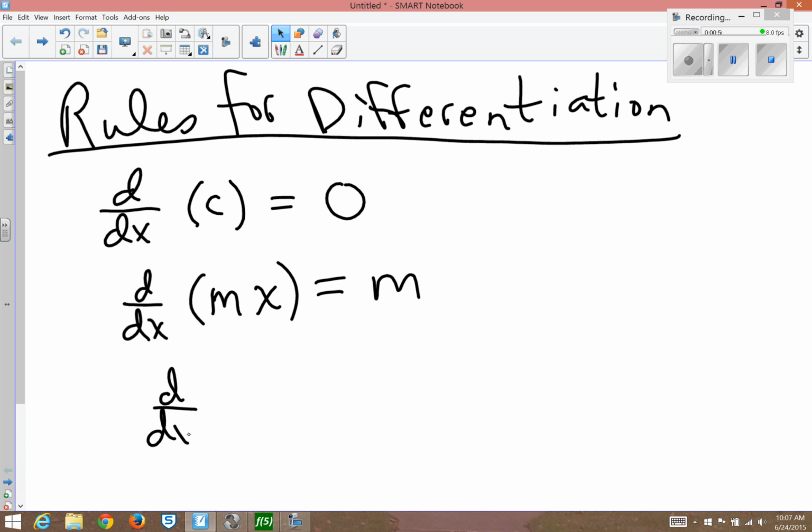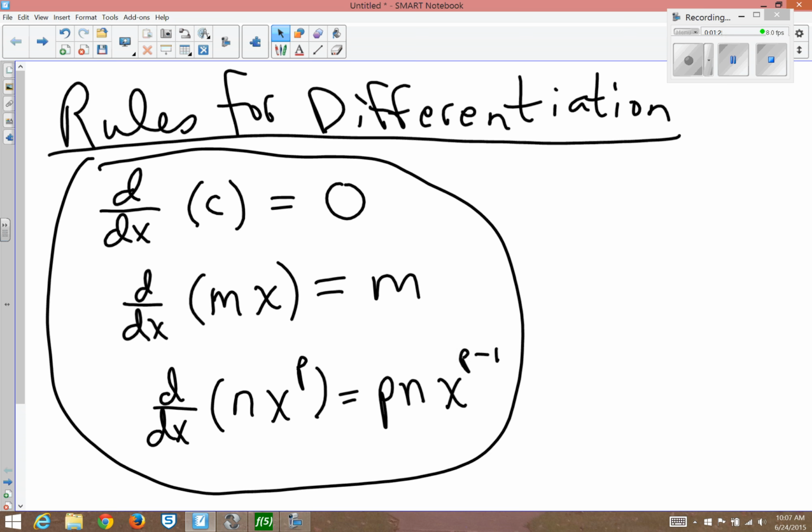Rule 3, the derivative with respect to x of any number times x raised to any number is the number up here, the exponent, times the number out in front here, the coefficient, times x, just copy the x, raised to the original exponent minus 1.